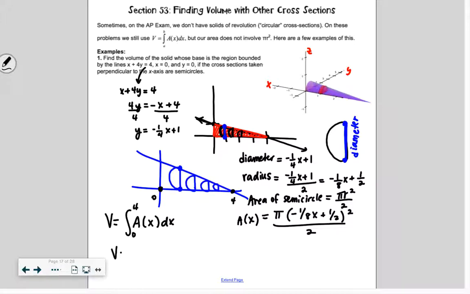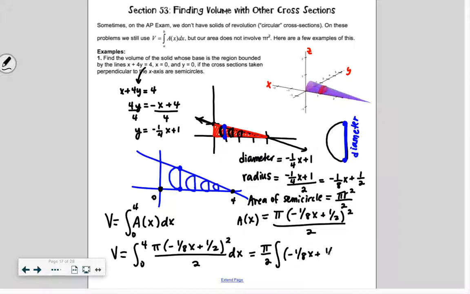But if I wanted to put this in, I would say 0 to 4, I'd have my pi, my negative 1/8 x plus 1/2 squared over 2 dx. And you could clean it up a little bit by pulling out the pi and pulling out the 2. Oh, did I mess something up? No, I got over the 2. Okay. So I'm going to pull out my pi over 2, and then I have that negative 1/8 x plus 1/2 squared going from 0 to 4.